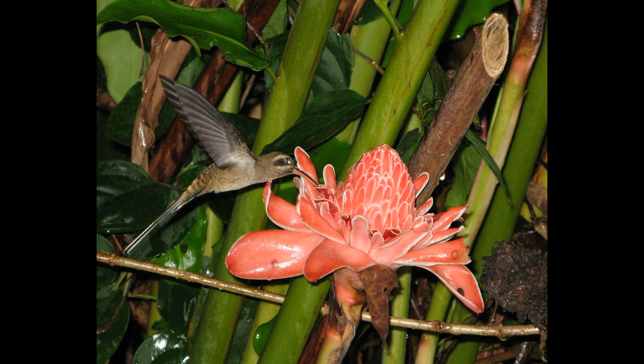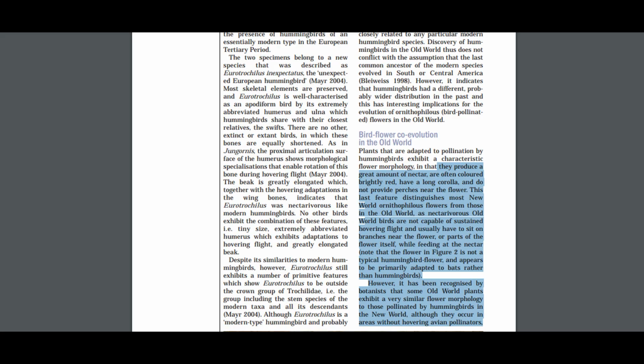The transition from insectivory to nectarivory in hummingbirds has had interesting effects on some flowers. Flowers that are bird-pollinated are called ornithophilous, meaning bird-loving, and these flowers have very specific characteristics. According to a 2005 paper, quote, they produce a great amount of nectar, are often colored brightly red, have a long corolla, and do not provide perches near the flower.